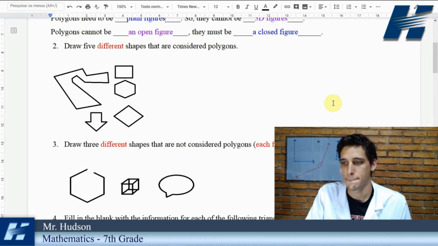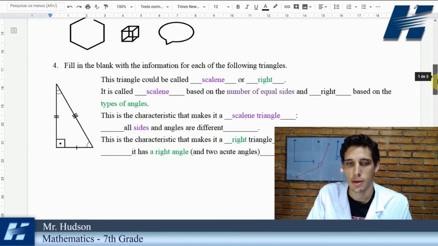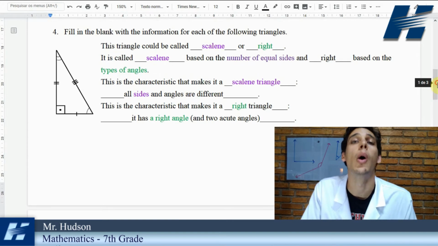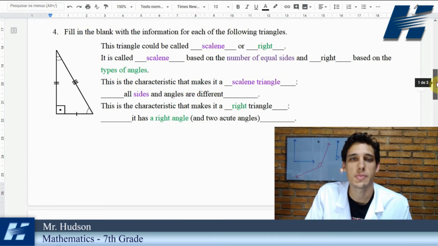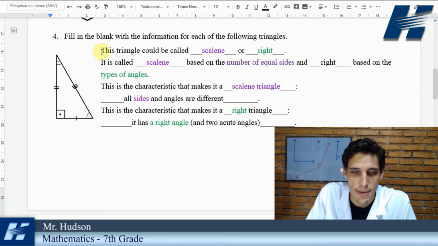Let's go back. So, following the criteria, you made the drawings. Now question 4. Alright, so I'm going to spend a little more time on the first one, which will work as an example. Then I'm going to just skim through the other ones because you get the idea. Alright, so this triangle could be called scalene. Why? 3 different sides. Or right. Why? Right angle right here. Alright.